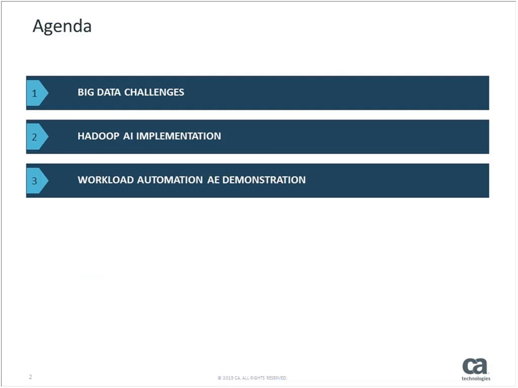We're going to go over a couple items before the demonstration. We're going to go into some big data challenges. What are the advantages of utilizing Hadoop Advanced Integration with your workload automation solution? We'll go into the Hadoop Advanced Integration implementation, and then we'll cover a workload automation DE demonstration.